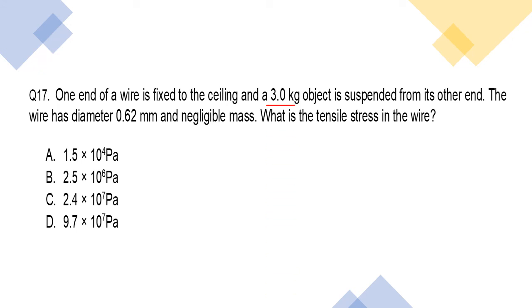You have a 3 kilogram object suspended and the wire has a diameter of 0.62 millimeter. What is the stress? This time, instead of weight, they have given you the mass. And all of you know how to convert mass into weight, multiply it by gravity, and to find stress you need area. Two things here, they have given you the diameter, don't forget that, and the unit is in millimeters. So if you do the right conversions, then you end up getting D as the answer.